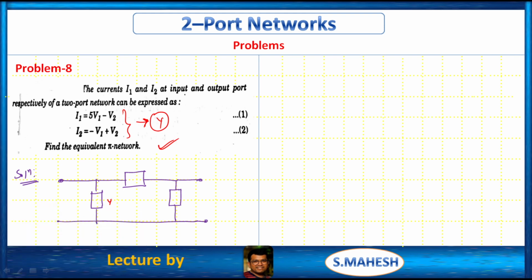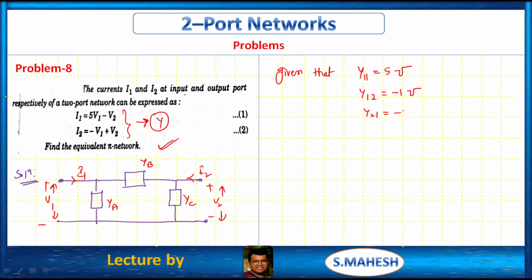This is YA, YB, YC, with V1 across the input, I1 through this, I2 through this, and V2 across the output. Now here I am providing the generalized analysis to get Y11, Y12, Y21, Y22. Given that Y11 is 5, Y12 is minus 1, Y21 is also minus 1, Y22 is 1.